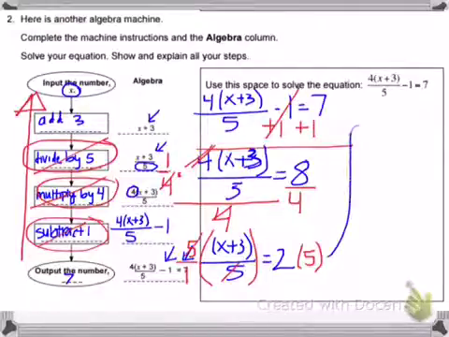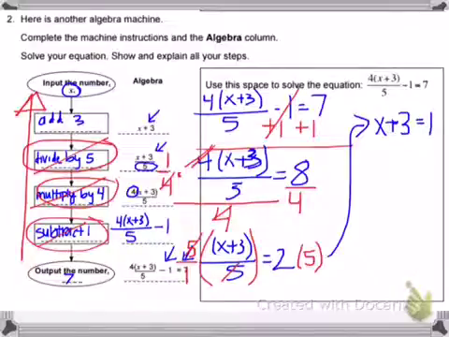Okay, I'm going to continue up here where I have some more space. Since my 5's divided out, all I have on the left side is x plus 3. And I don't need the parentheses anymore because there's nothing outside the parentheses telling me I have to distribute. And on the right side, I have 10 for 2 times 5.